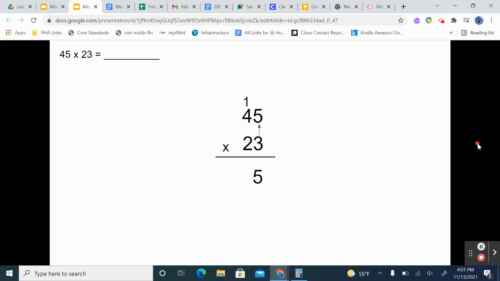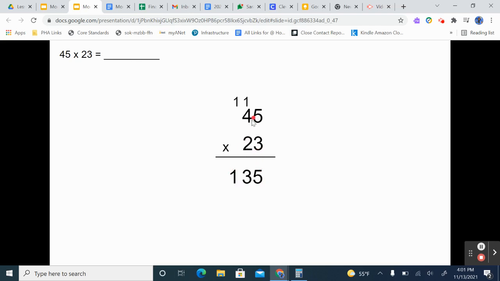Now we can multiply 3 times 4, since the 4 is in the tens place. 3 times 4 is 12, plus the 1 we regrouped is 13. So we're going to place a 3 in the tens place and regroup the 1 to the hundreds place. Since there are no hundreds, we can bring the 100 down to our answer. So when we multiply 45 times 3, our answer is 135.